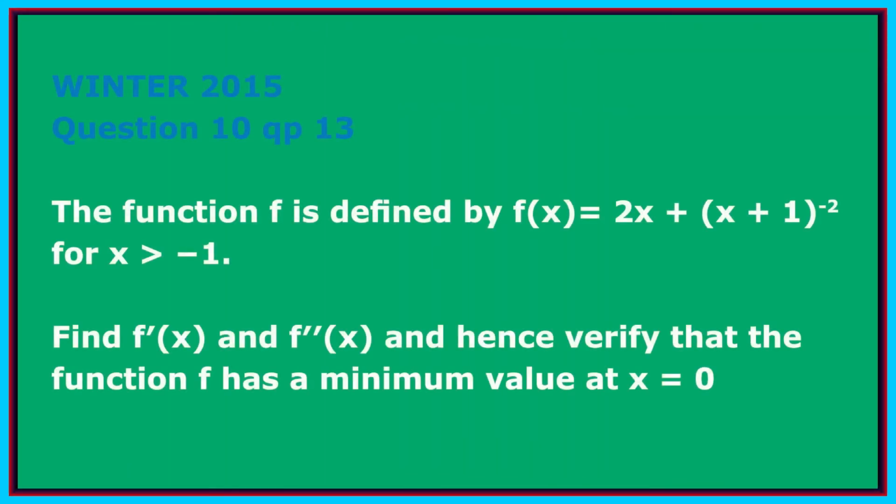Question 10, QP 13, 2015, winter. The function f is defined by f(x) = 2x + (x + 1)^(-2) for x greater than -1. I. Find the first derivative f'(x) and the second derivative f''(x), and hence verify that the function f has a minimum value at x = 0.